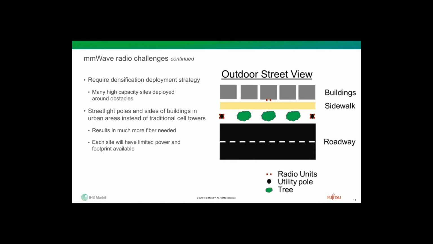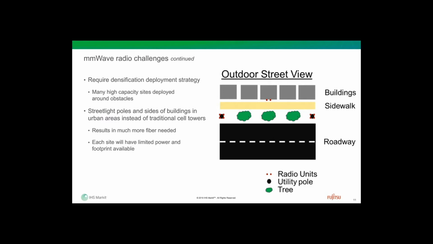Mitigating these coverage limitations is a densification strategy, where millimeter wave radios have to be deployed around these various obstacles. Instead of traditional cell tower deployment, millimeter wave radios will be deployed on street lights, utility poles, and sides of buildings in their serving area, much like we've seen in the past with small cell deployment.